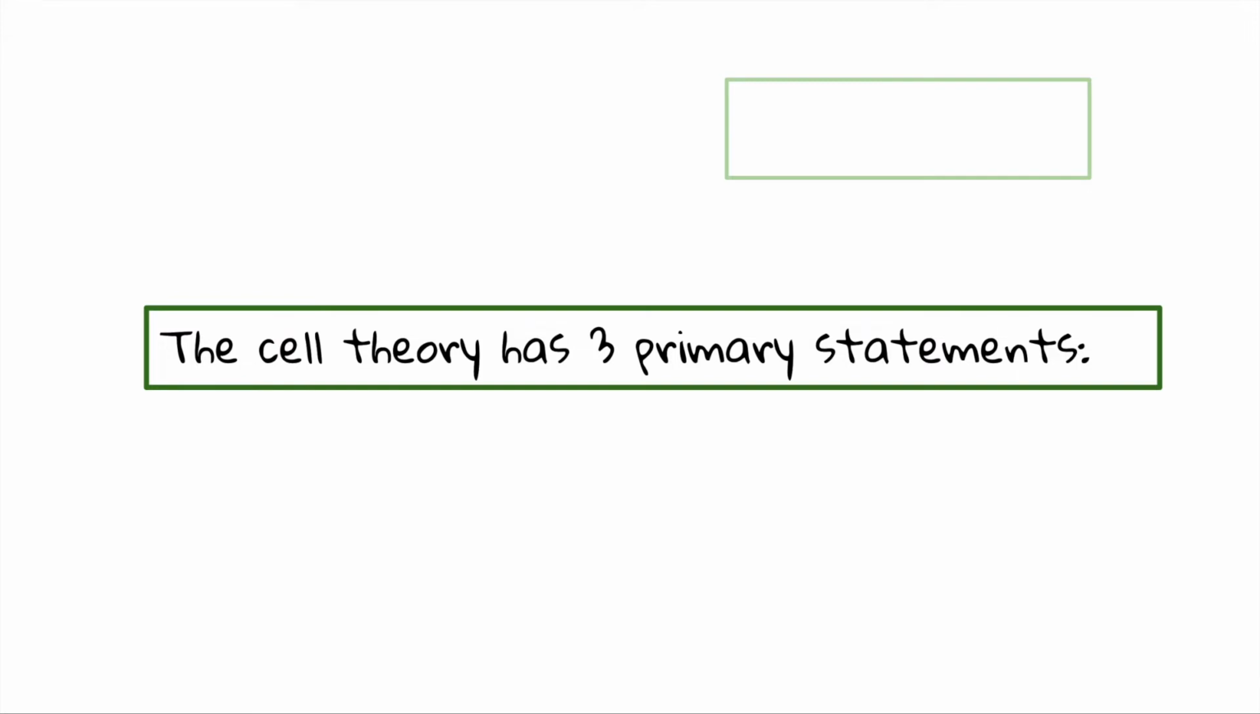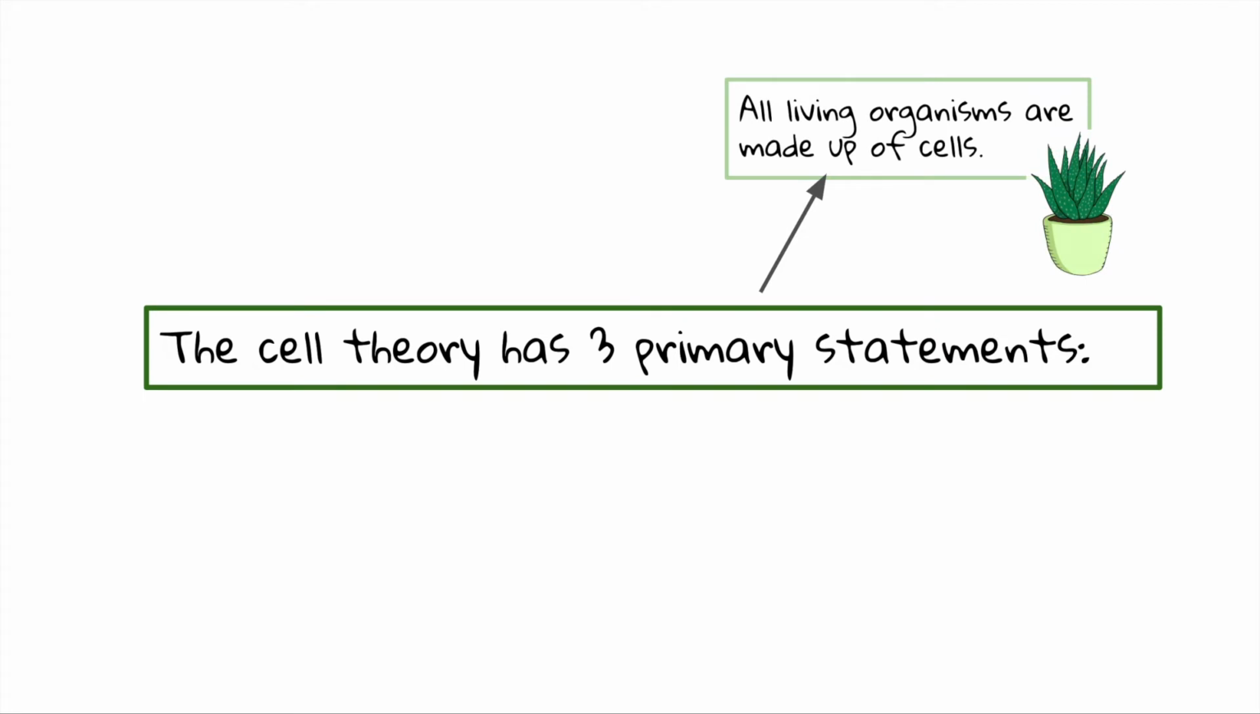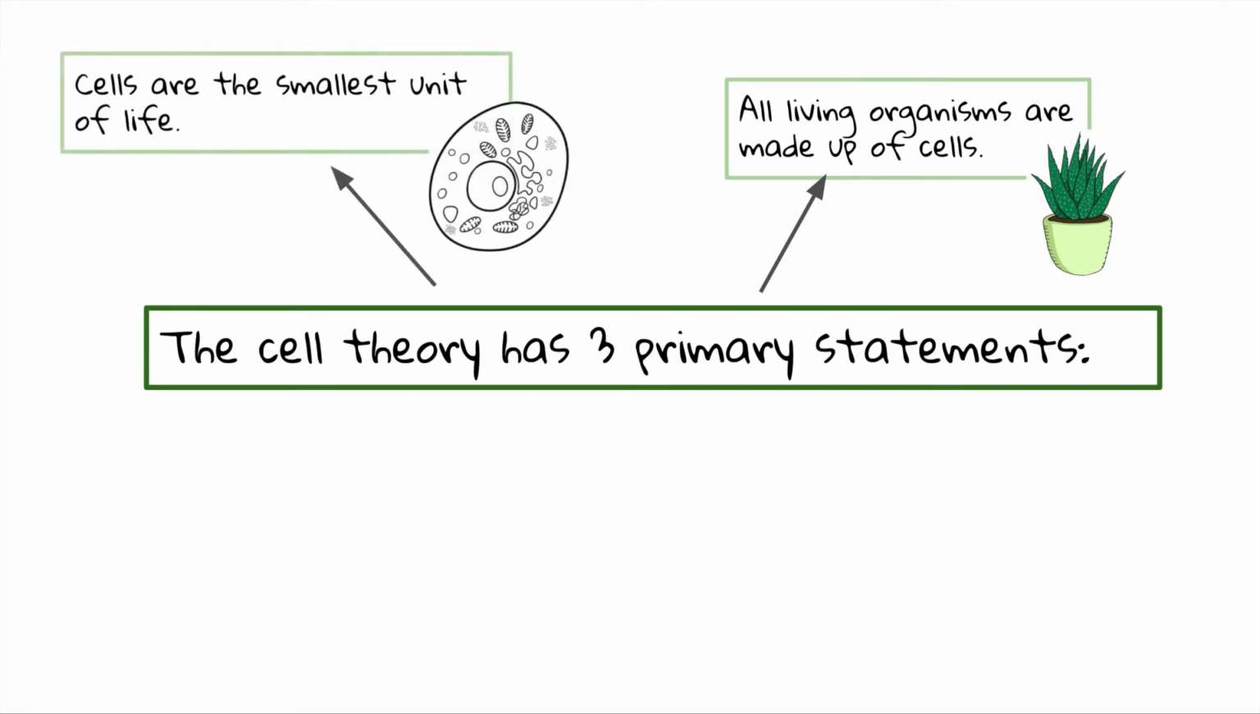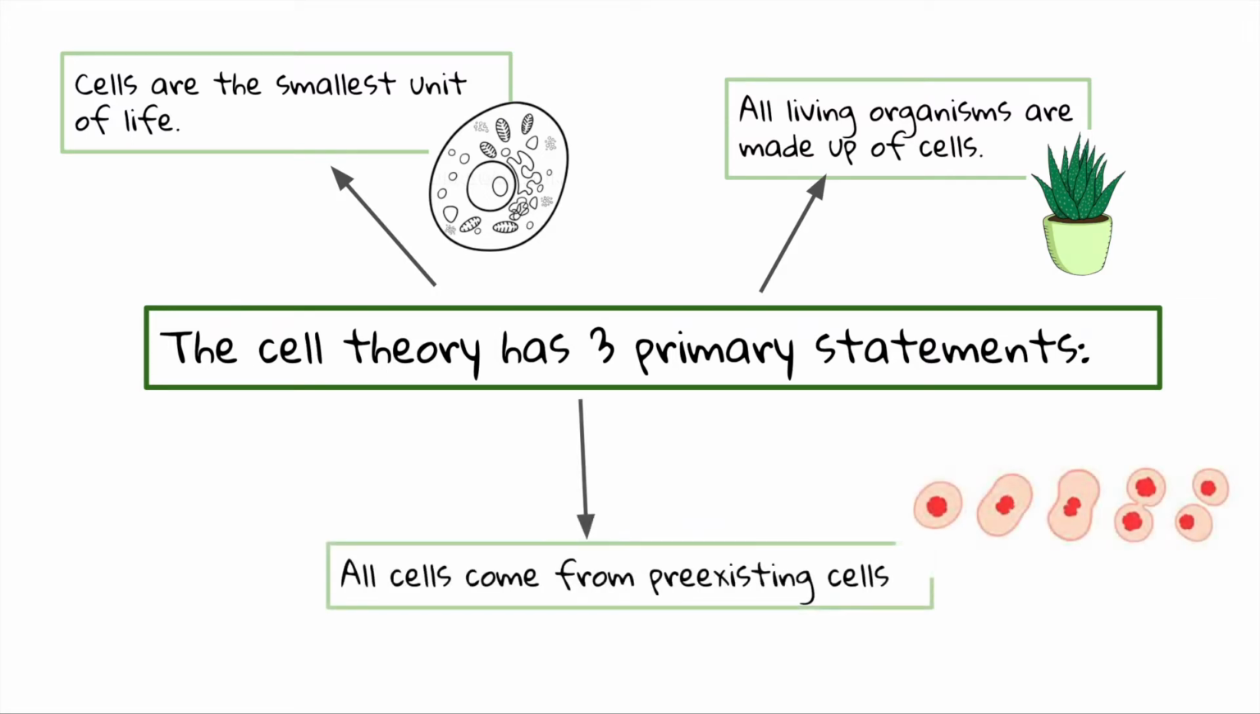So the first statement is that all living organisms are made up of cells. Cells are the smallest units of life. It doesn't get any smaller than that. Even the subcellular structures within the cells are unable to carry out the life processes individually. Meanwhile, cells individually can, which is why they are the smallest units of life. And we also need to understand that all cells come from pre-existing cells.